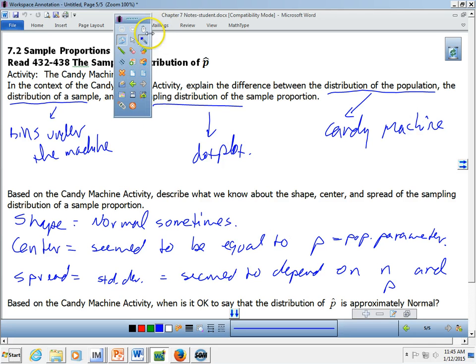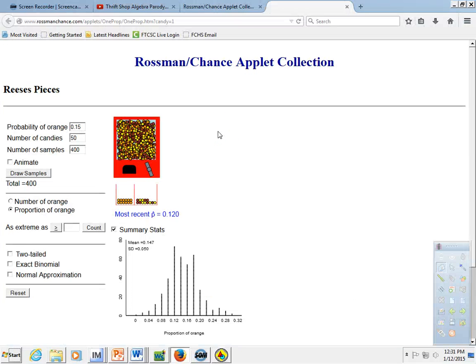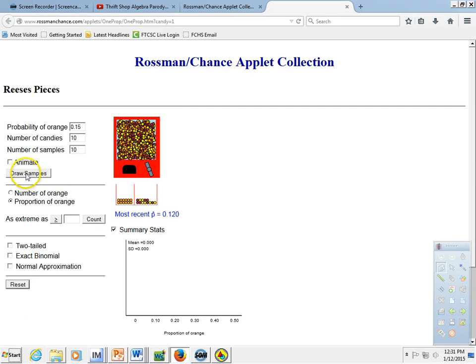And so the last question here from the activity, based on the candy machine: when is it okay to say that the distribution of p hat is approximately normal? To show that, we want to take a look at the applet again. I suggested that maybe it was the number of samples that helped make this thing normal. Let's try a couple of things. Let's take 10 samples of 10 candies where the population parameter of orange candies is 15%. Let's do that and see what happens. Let's reset this. Take 10 samples.